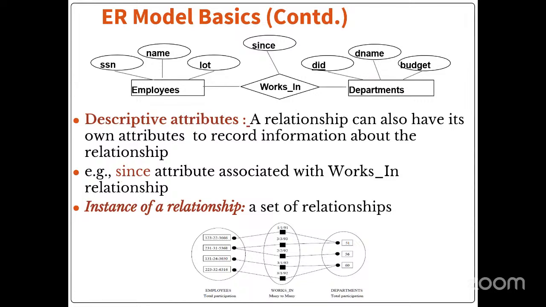How to represent derived attribute? Dashed ellipse. Coming to here, in relationship it is going to have an attribute, which we call a descriptive attribute. Okay. Finished? Next slide.